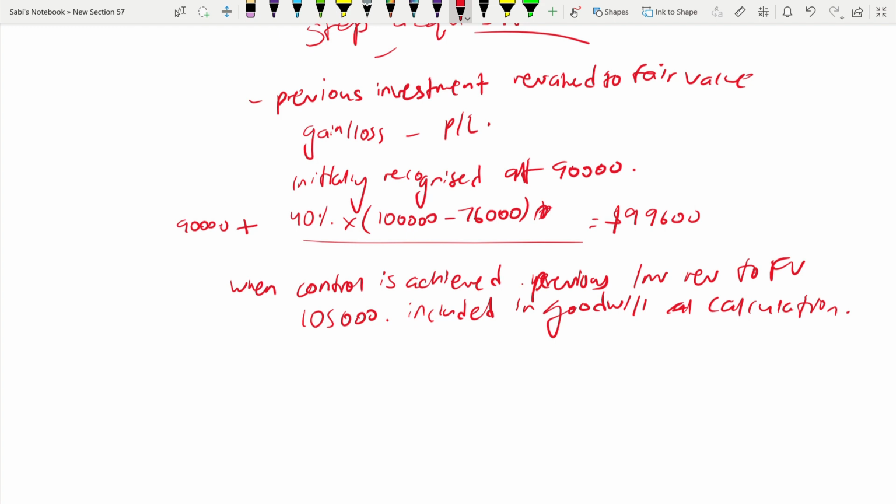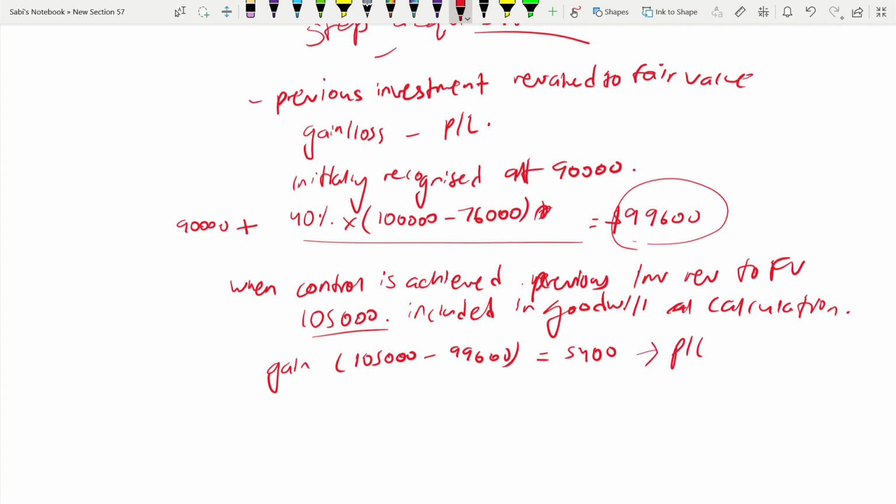See, associate, that means previously it was an associate. So the previous investment was this 99,600. Now it is revalued to 105,000. So there will be a gain. Okay, how much gain? 105,000 minus 99,600. How much is the gain? 5,400. Where will this gain go? Profit and loss. P&L.